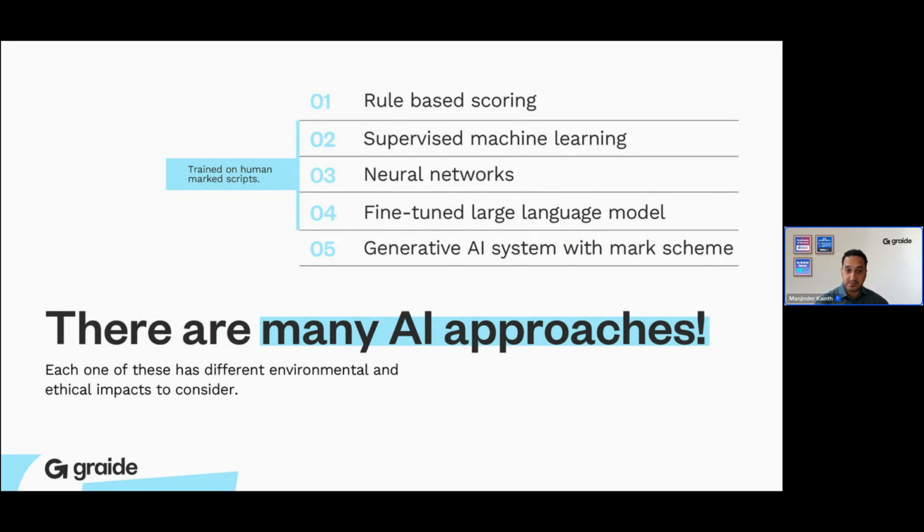Now, the problem with rules-based scoring is that it requires a lot of manual work to be able to create those rules in the first place and set those up. But in principle, it is simply the most simple type of artificial intelligence that we can use. Now we've got a couple of other things. For example, we've got supervised machine learning.